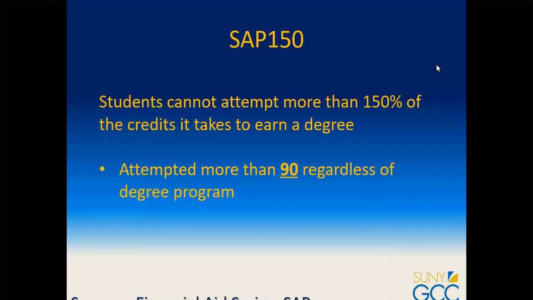SAP150. Students cannot attempt more than 150% of the credits it takes to earn a degree. At GCC, once students attempt 90 or more credit hours, they are automatically coded as SAP150, as most degrees take around 60 credits to complete. Once a student has hit 90, they have reached that 150%. We see this most often with students that come back and attempt a second degree. So it's important to note that it's not a quality component, it's strictly the number of credits attempted, which is why students are coded as SAP150.